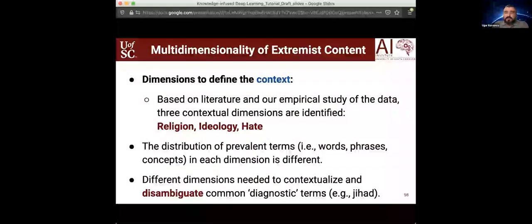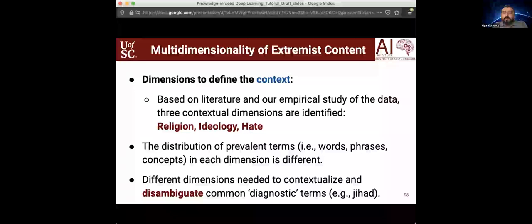For that reason, we decided to identify different contextual dimensions of the content. Based on the literature and the empirical study of the data that we have, we identified them as religion, ideology, and hate, so that we can have a deeper understanding of the language and how we can represent this content using these different dimensions.